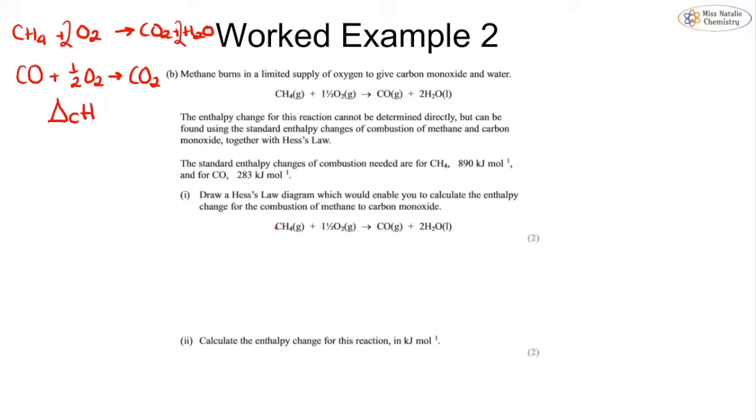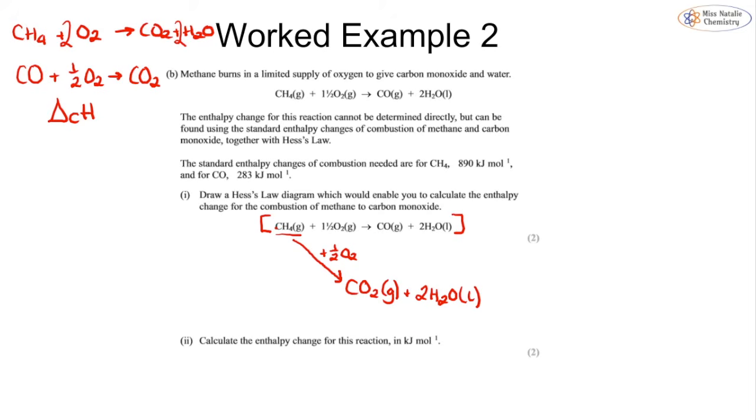So we want to draw a Hess's cycle that will enable me to calculate the enthalpy change of combustion. Okay, so we start off with our target equation given to us, and we're going to look at what happens when we burn methane. So when I burn methane, I need 2 moles of oxygen. I already have 1.5 as one of my other reactants, so I need another half mole of oxygen, and I'm going to form just exactly what I've got there, CO2 gas and 2 H2O liquid.